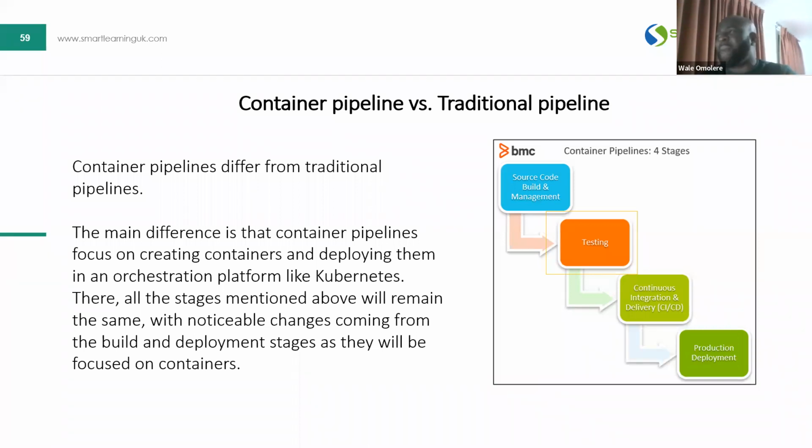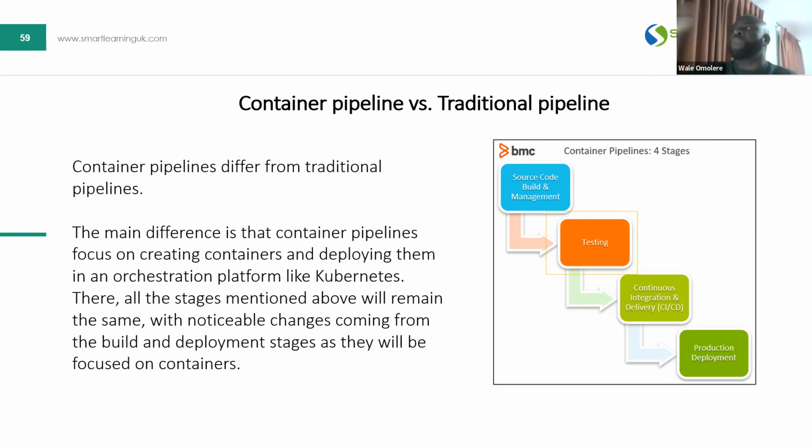Container pipelines differ from traditional pipelines. The main difference is that a container pipeline focuses on creating a container and deploying it into an orchestration platform like Kubernetes, or something that we call Docker. Don't really worry about it. Just know that there's something called Kubernetes and there's something also called Docker as well.